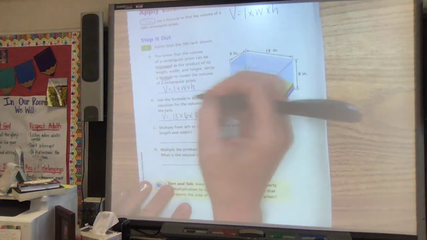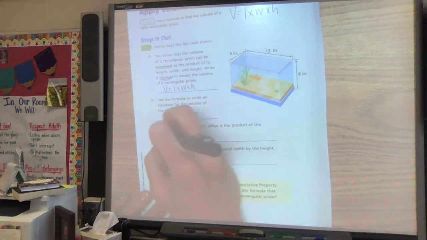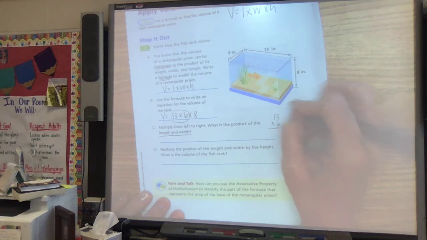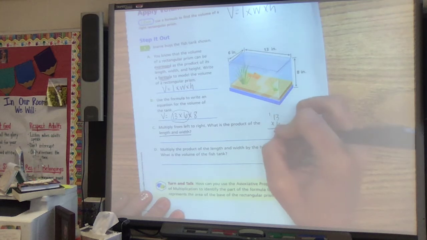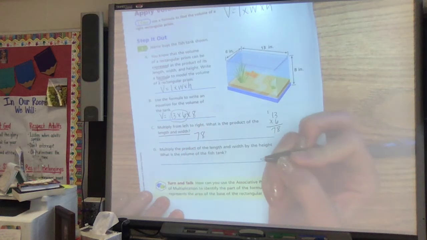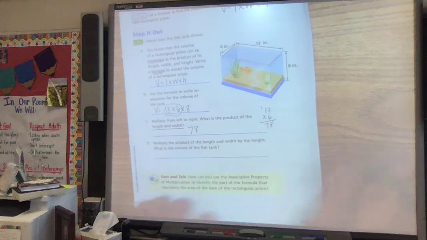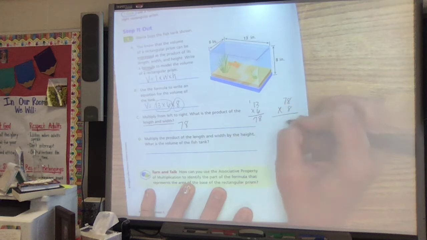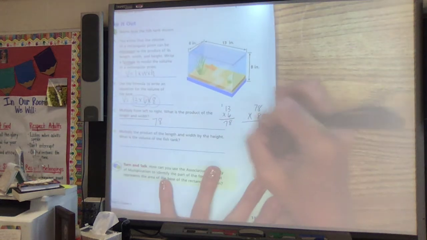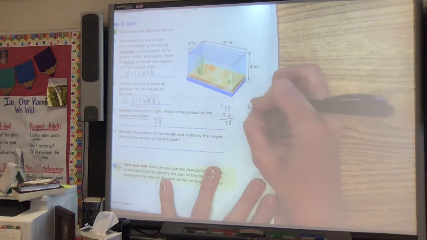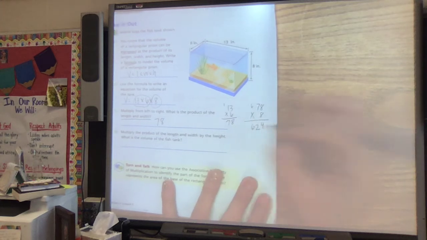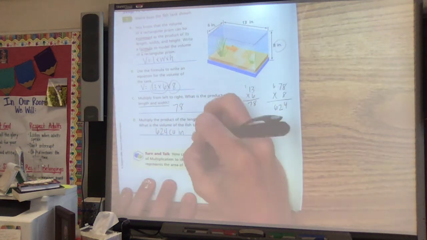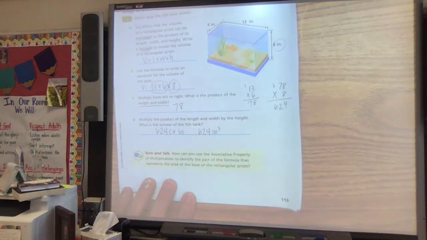What is the product of the length and the width? So it just says length and width. So that would be 13 times 6. 6 times 3 is 18. 6 times 1 is 6 plus 1 is 7. 78. Multiply the length and width by the height. So we have 78 and we need to multiply it by 8. We know 8 times 8 is 64. 8 times 7, 56, 57, 58, 59, 60, 61, 62. So that is 624 cubic inches. Or you could write 624 cubic inches that way.